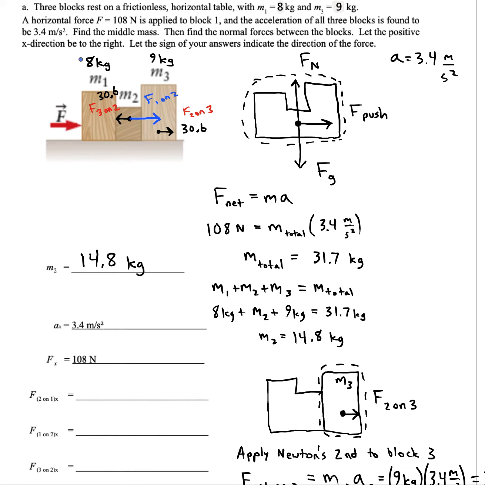But there has to be a reaction force to that as well. And who feels the reaction force? Well, 1 was the object pushing on 2. So that means that 2 is going to push back on 1 with a force equal and opposite in direction. That's Newton's third law. So this will be called F of 2 on 1. And we said it was going to be 80.9 newtons.